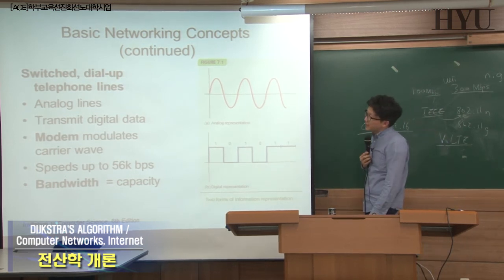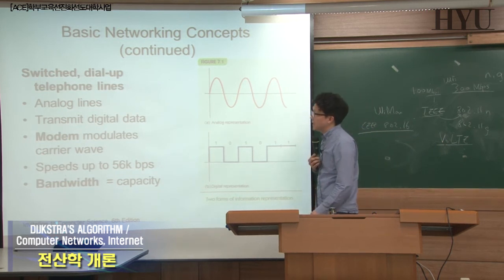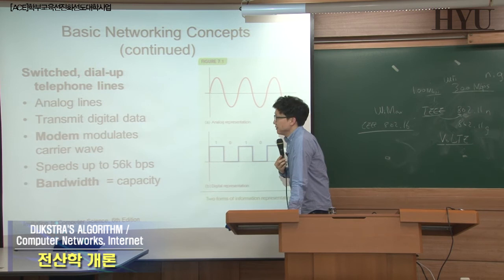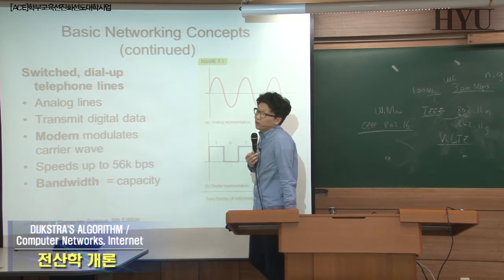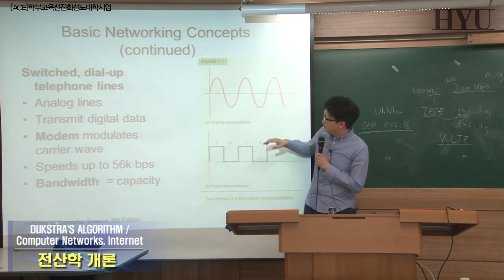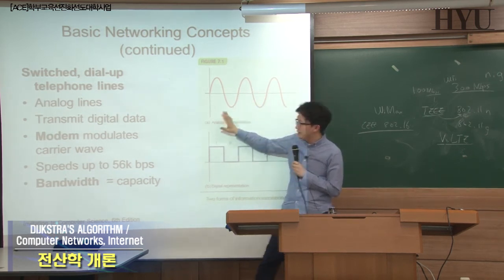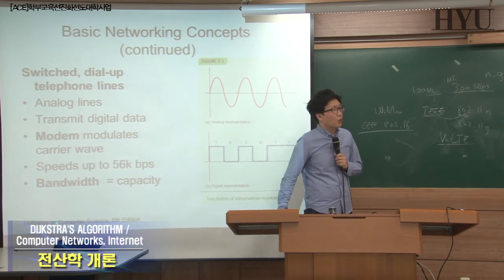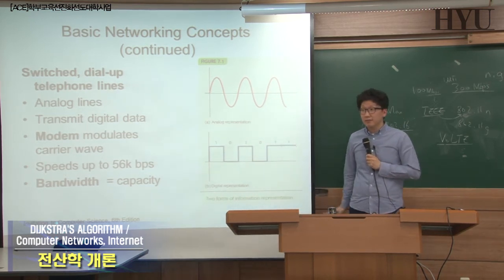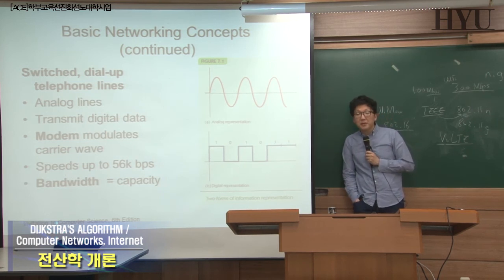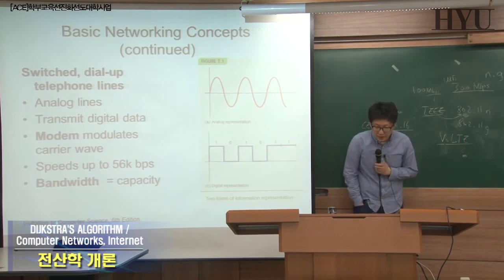So analog lines transmit the digital data. Modems that we have actually modulate a carrier wave. So we put this on top of analog. This is what a modem is doing. We still have modems in our home. They're actually doing that every single time. Speed up to 56 kilobits per second. This is all types of modems.